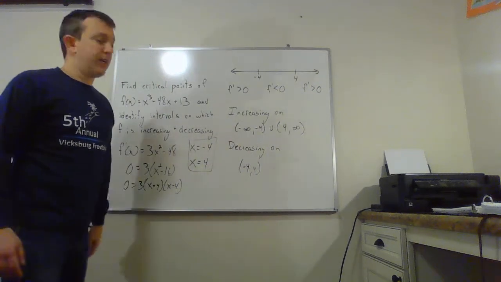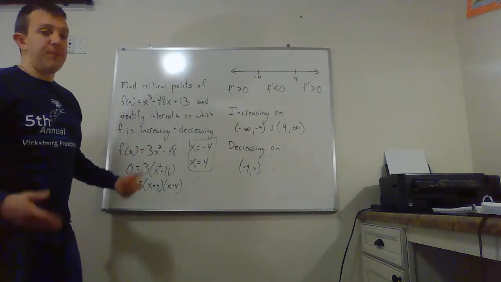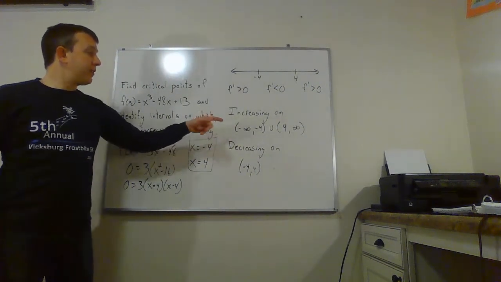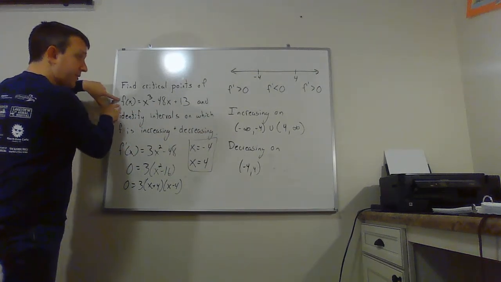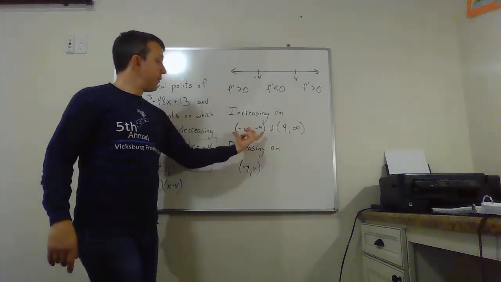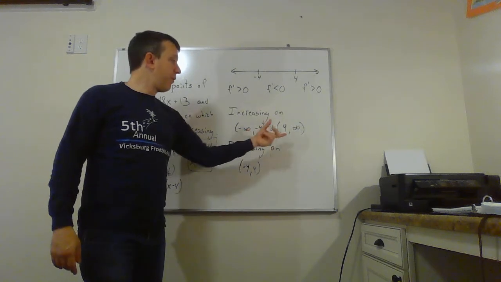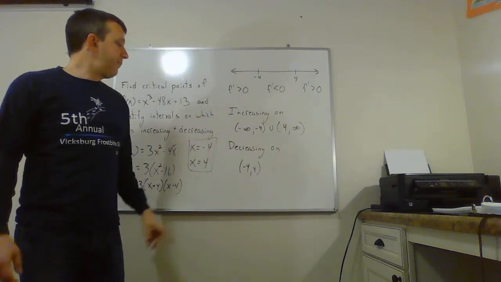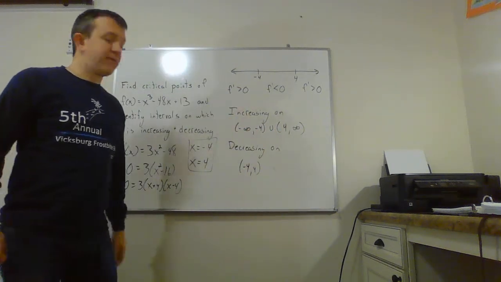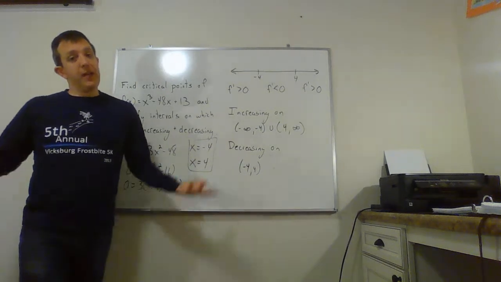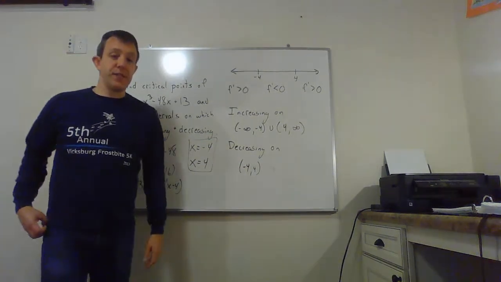And out to the right, it's greater than 0 again. And so from that, I can say that the original function, f of x, is increasing on the intervals from -infinity to -4, and also from 4 to infinity, and then decreasing on that middle piece from -4 to +4. There we go. That's it. Increasing and decreasing.